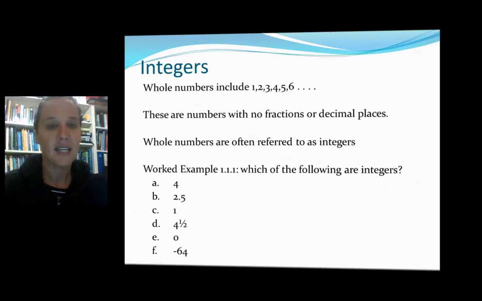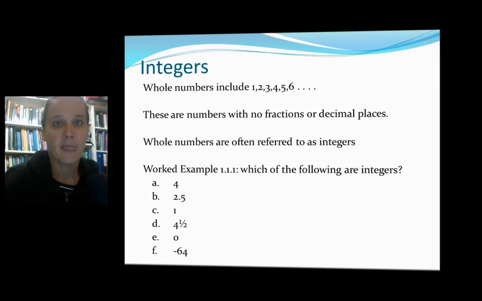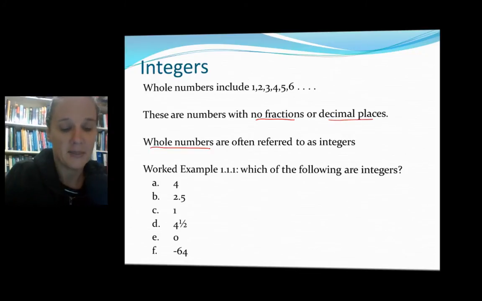Integers. So integers are whole numbers. So 1, 2, 3, 4, 5, 6, and so on. These are numbers with no fractions or decimal places. We often refer to these as whole numbers. So have a try of work example 1.1.1 below. Which of the following are integers?